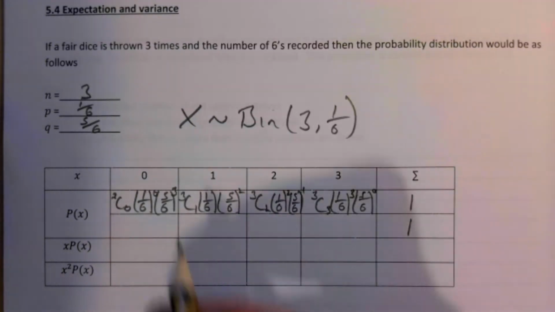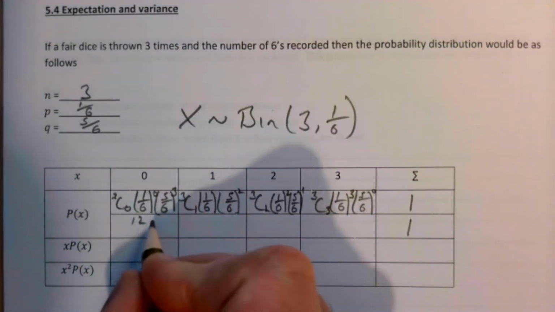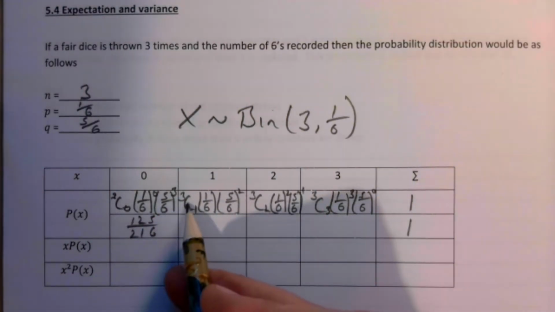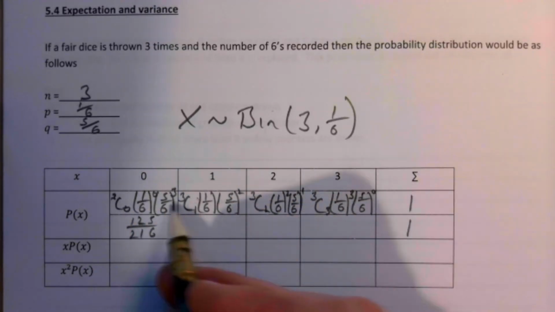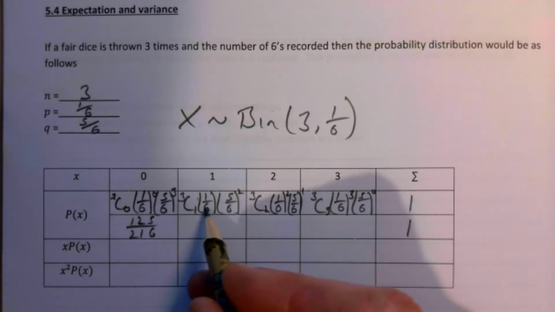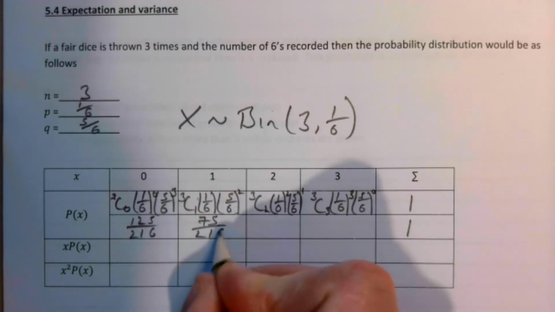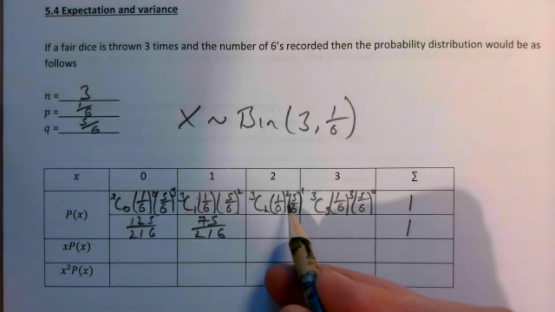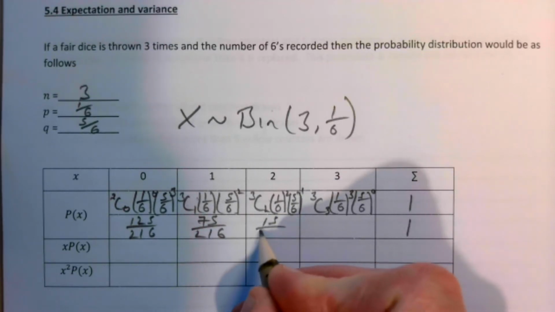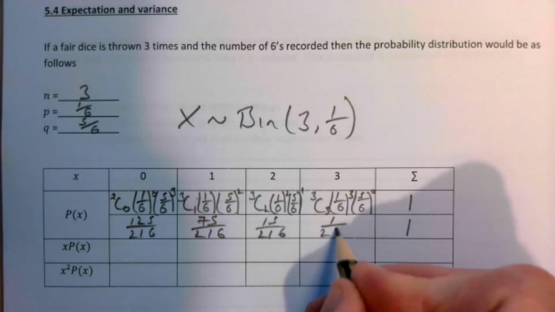So what are we going to have? That's 1 times 1 times 125 over 216. This is going to be 3. Remember these numbers here, 1, 3, 3, 1 are the nCr numbers. So we're going to have 25 over 216, timesing that by 3, gives us 75 over 216. Here we're going to have, that's a 3 as well, times by the 5, so it's going to be 15 over 216, and then here we're going to have a 1 over 216.